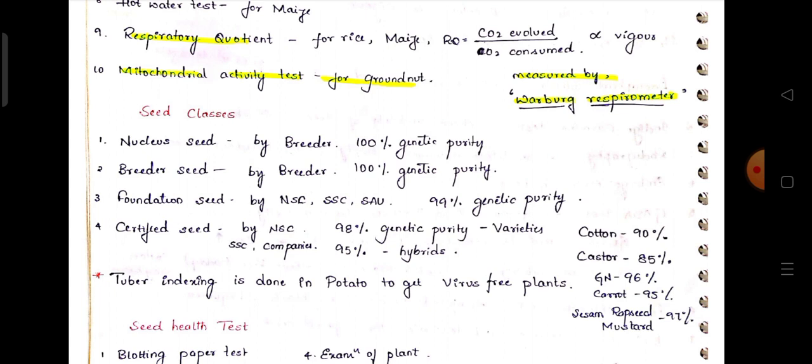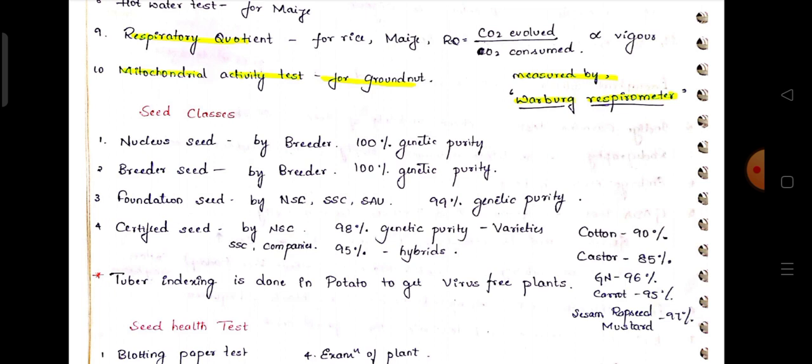Here 98% genetic purity is required for varieties. SSC and companies will also take care of certified seeds. 95% genetic purity is required in the case of hybrids. In cotton, these are all germination tests.